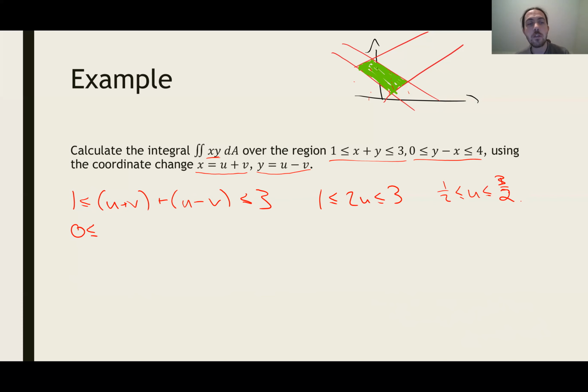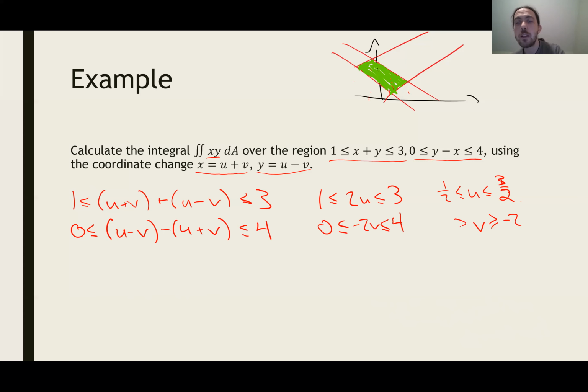Similarly, the region 0 is less than or equal to y minus x less than or equal to 4. If we plug in y as u minus v and x as u plus v, that turns into 0 is less than or equal to minus 2v is less than or equal to 4. So v has to be greater than or equal to minus 2 and less than or equal to 0. So this change of coordinates turned this ugly region into a nice rectangle where our u coordinate goes between 1/2 and 3/2, and our v coordinate goes between 0 and minus 2.